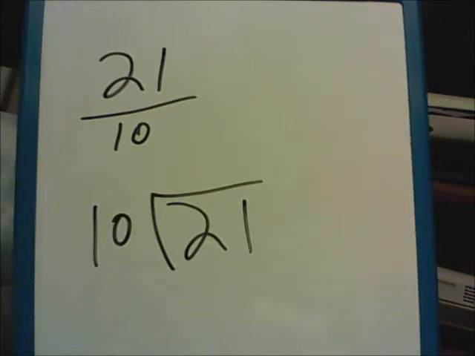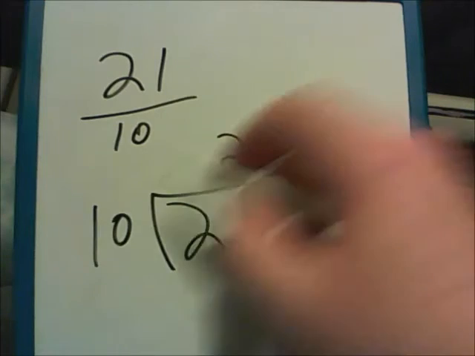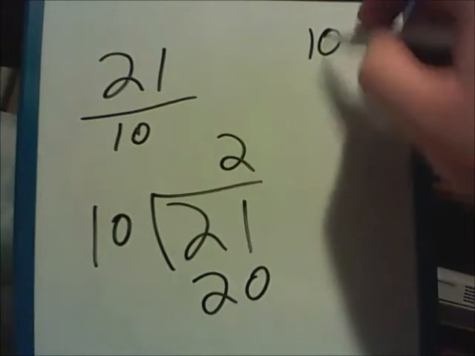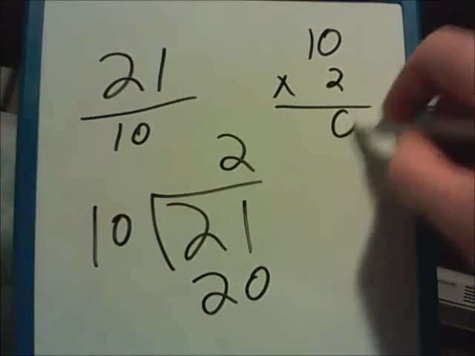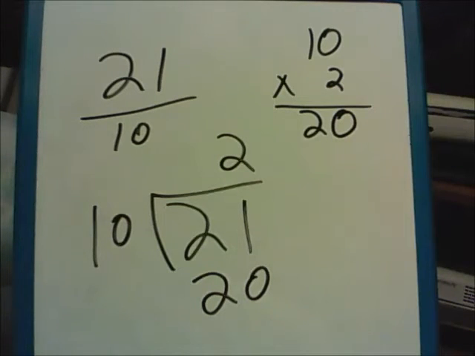So 10 fits into 21 two times. So that 2 times 10 gives you 20. You can double check that by doing it longhand. 10 times 2. 2 times 0 is 0. 2 times 1 is 2. So 10 times 2 does give us 20.